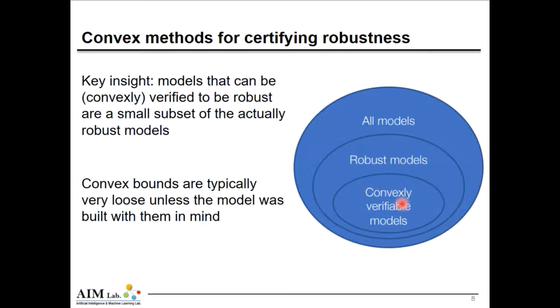It turns out that these convex bounds, the tractable provable bounds that we have, are very loose unless the model is built specifically with them in mind. So it's great that we have these bounds, but in order for them to say anything non-vacuous about classifiers, we actually need to train models upon them.